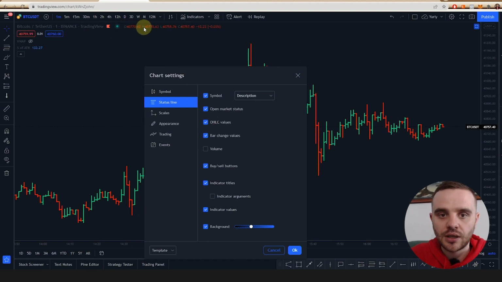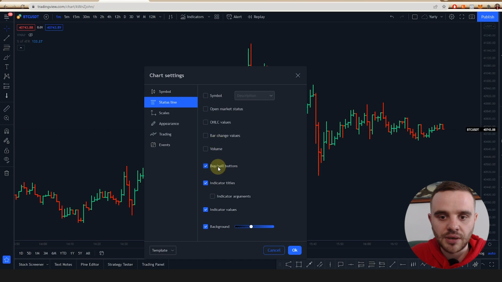OHLC values means open, high, low, and close. These values show you all values of every bar and every candle. I hope you notice that it changed when I move the price. Bar change is how much the bar rose or dropped. You can add it or not, it doesn't matter. Open market status, symbol.